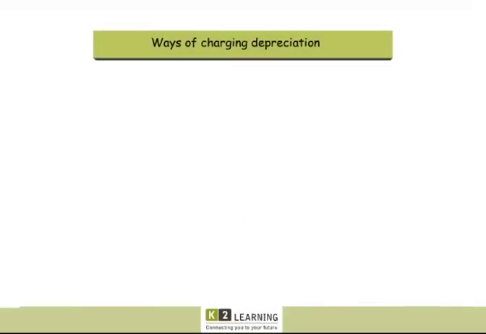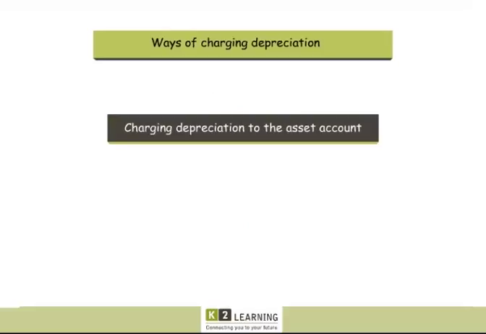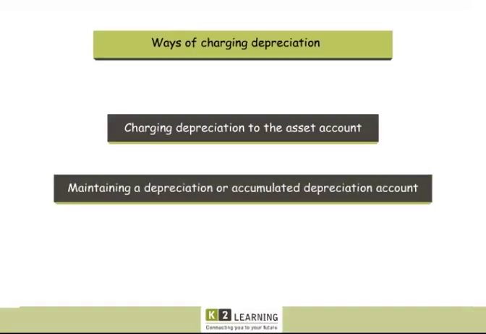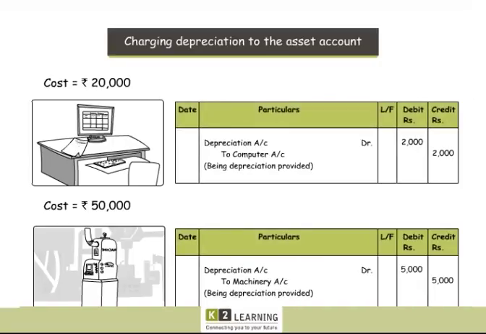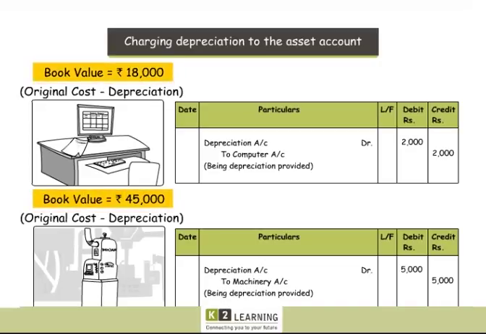There are two ways of charging depreciation. One, by charging depreciation to the asset account, and two, by maintaining a depreciation or accumulated depreciation account. Let us examine the first, charging depreciation to the asset account. Here, depreciation is directly credited to the respective asset account. Accordingly, the asset appears at a reduced value, that is, the original cost less depreciation till date.